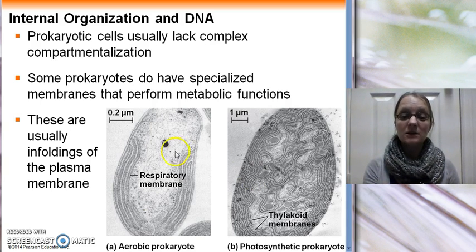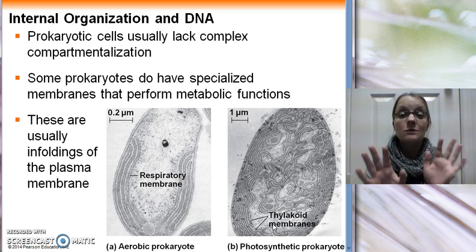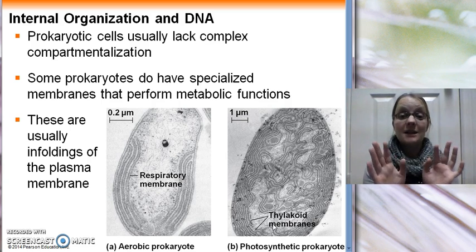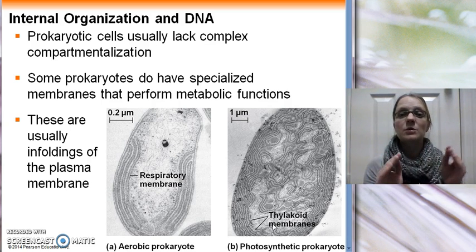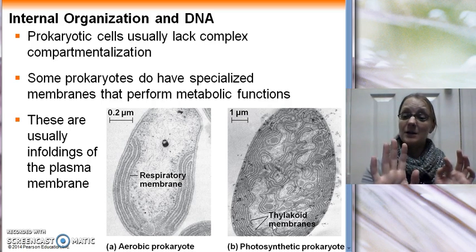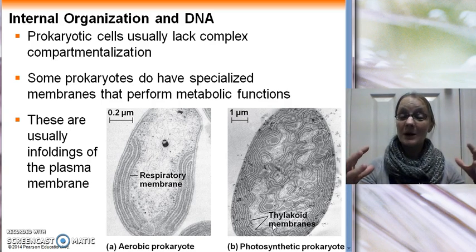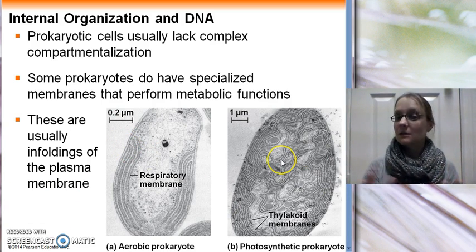So these two bacterial cells, the one with the respiratory membrane and the one with thylakoid membranes, again, just infoldings of the plasma membrane that have become a little bit more specialized. These guys were probably descendants from those ancient prokaryotic cells that either had the ability to do cellular respiration or had the ability to do photosynthesis that were absorbed or phagocytosed by that ancestor of a eukaryotic cell and eventually became either the mitochondria or the chloroplast. Again, going back to that endosymbiont theory.